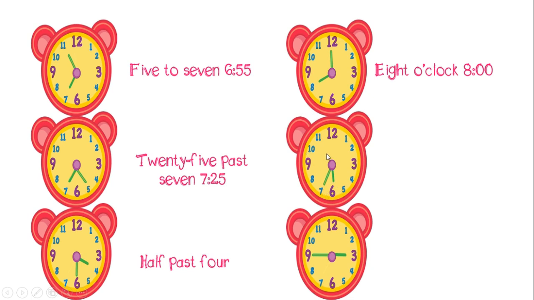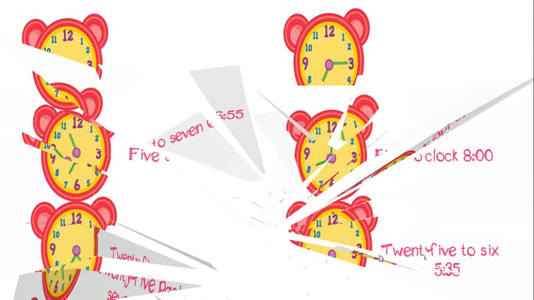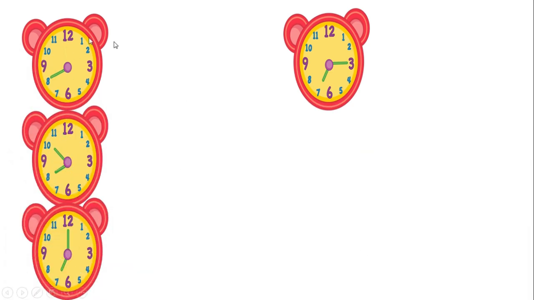6 minus how many? 25 minutes. So what do we say? It's 25 to 6. But when we write it in numbers, what do we say? It is 5:35. Good. Next, it's 2:45. Very good. Let's see the next ones.